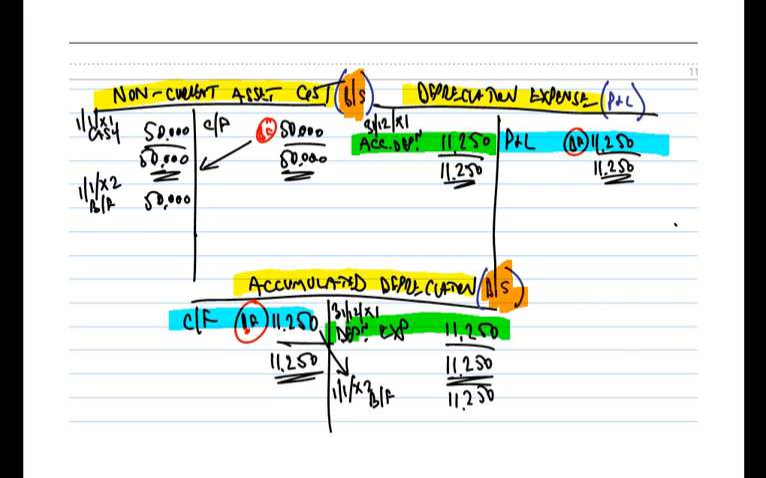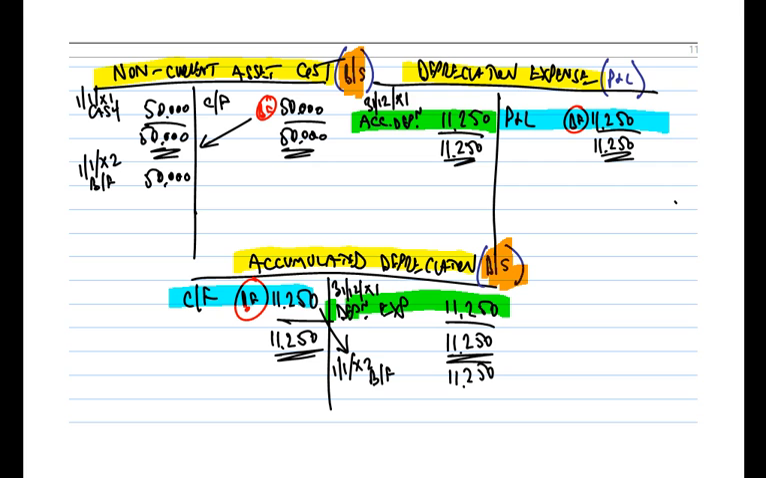Well, let's now just pause at that point, because that's effectively the first year. We've capitalised the asset, we've posted the first year's depreciation double entry, and we've now balanced off all the T accounts. We can now think about how these figures would be shown in our financial statements.